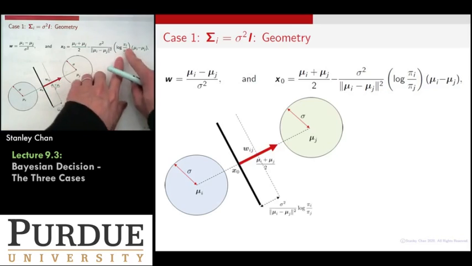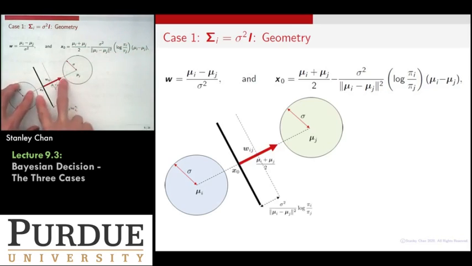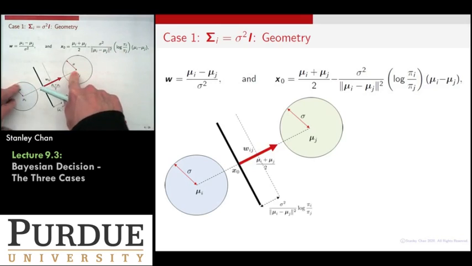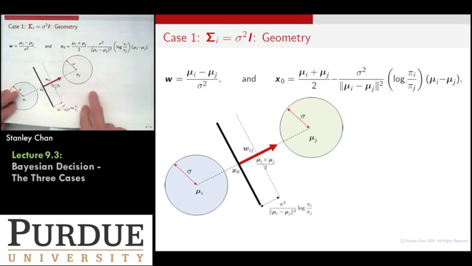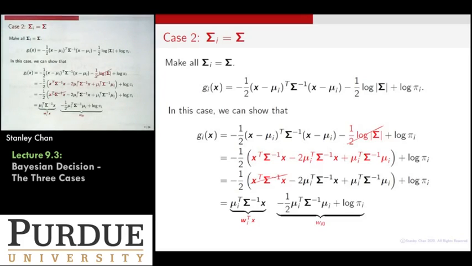But because you have mu I and mu j, they're different values, that will add to your shift. If your mu I is big, then you would lean towards mu I. If pi j is big, you will lean towards the other class. So that's the geometry of case 1. Now we are going to look at case 2.